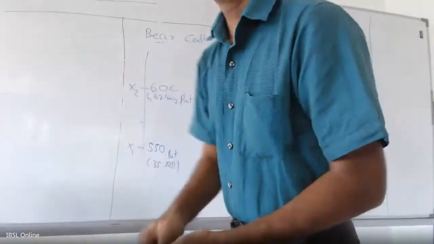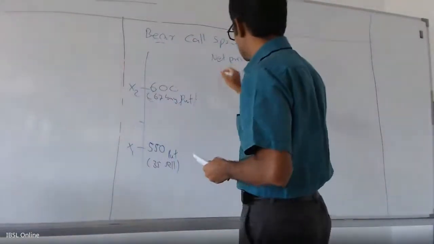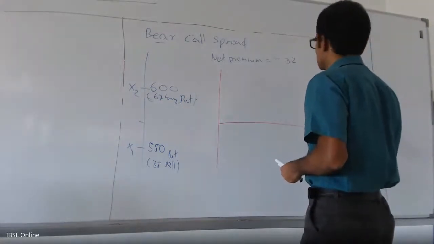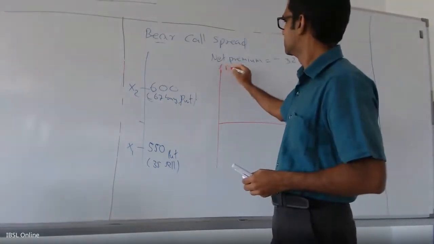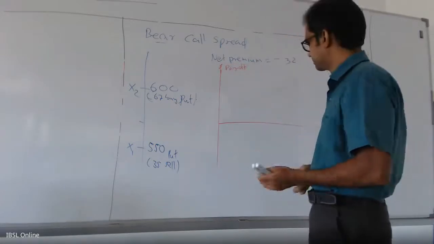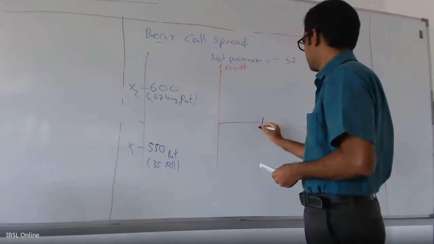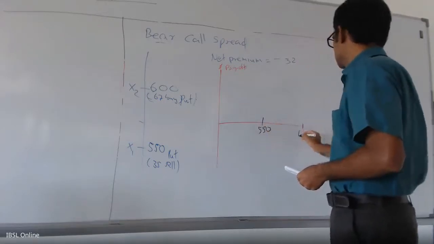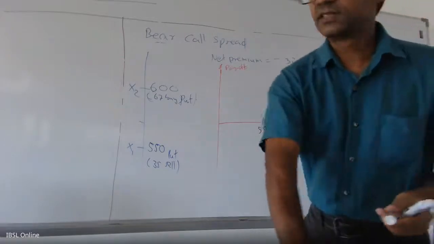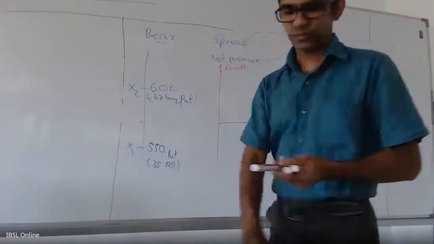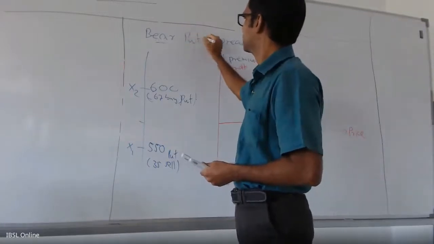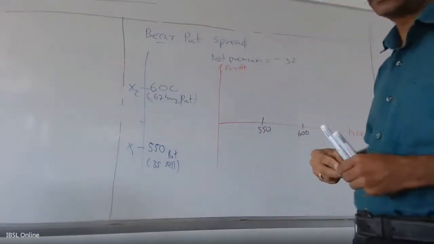Now we draw the payoff diagram. Price, at 550 and 600. So this is a put spread, not a call spread. This is a bear put spread.